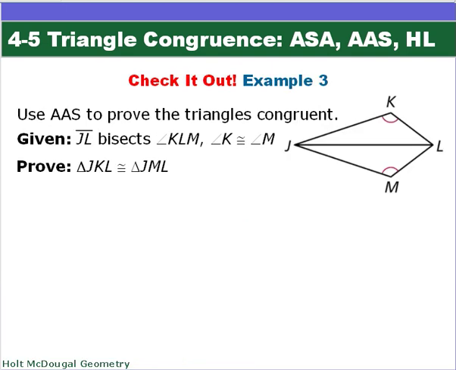Okay, now it's your turn for your checkout. Again, using angle, side to prove those two triangles are congruent. Triangle JKL is congruent to triangle JML.